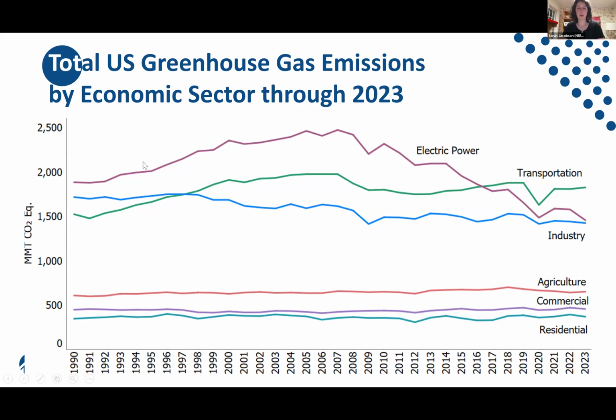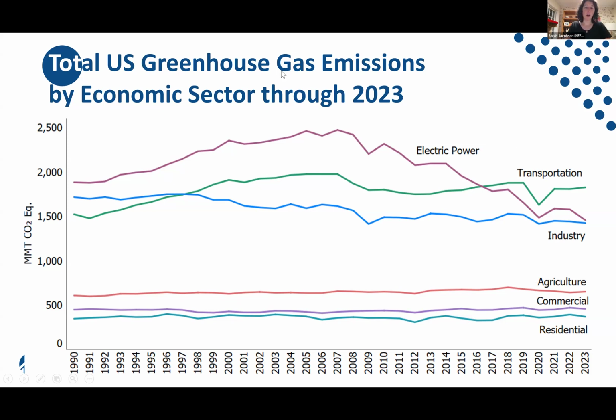And so you can see that for a long time, electric power was our biggest emitter of greenhouse gases. Then you can see that transportation increased and transportation came to be above electric power, and industry sort of slowly falling, and agriculture, commercial, and residential are low and relatively flat down here at the bottom. So this is what things have looked like over time.